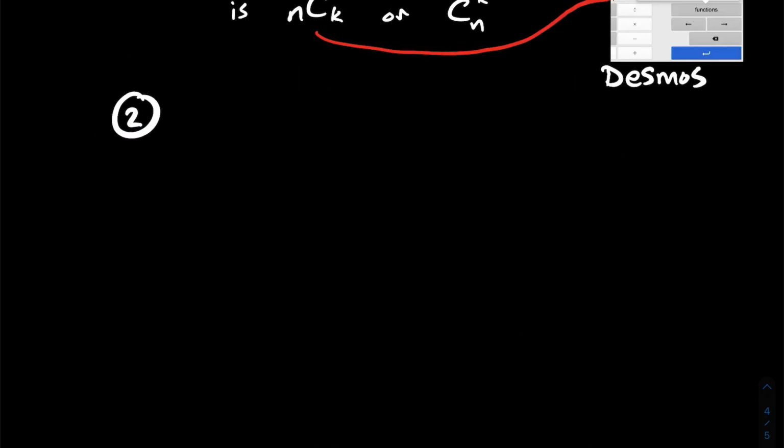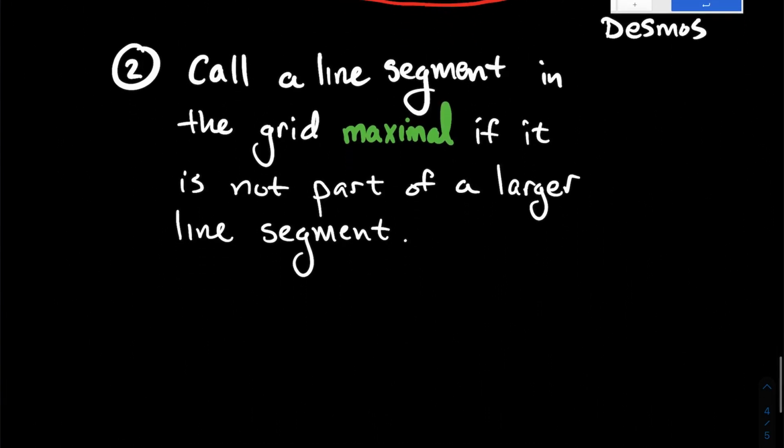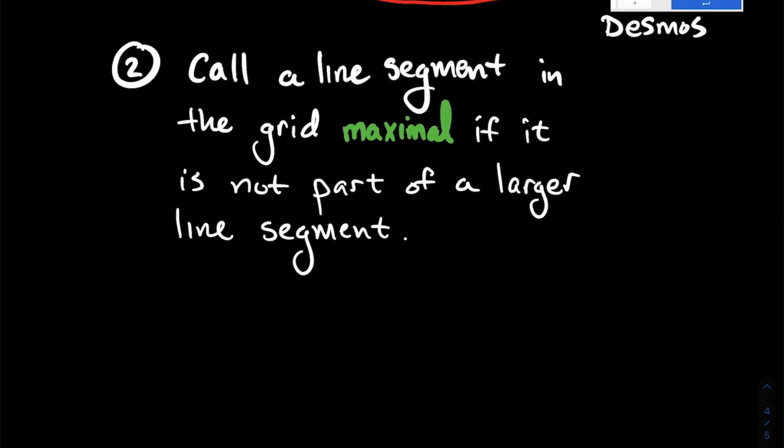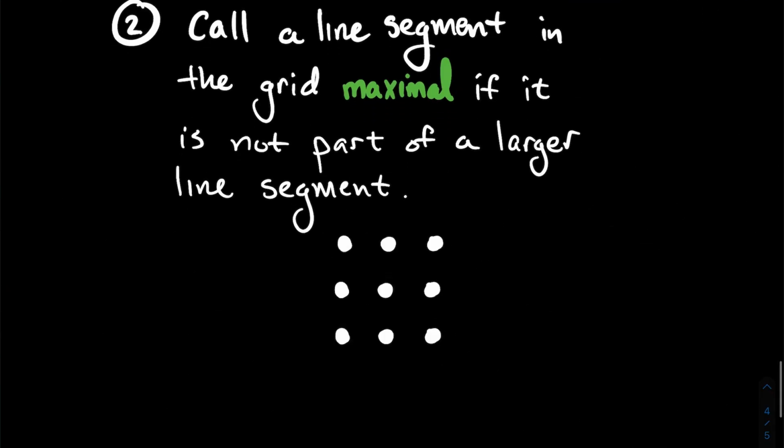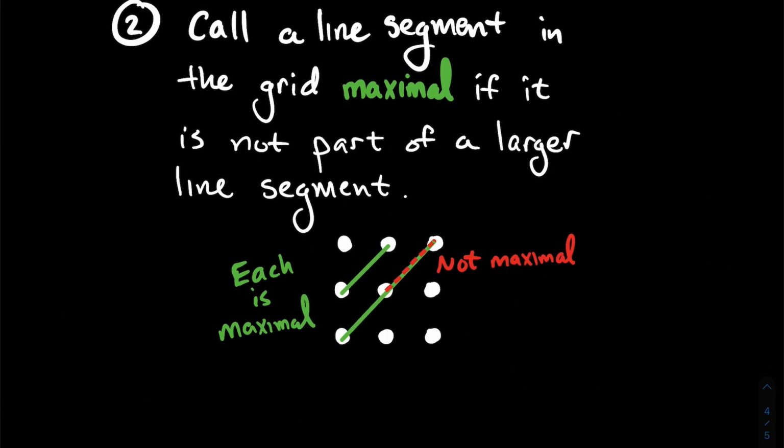All right, the next tool that we need is just a definition. We're going to say that a line segment in the grid is maximal if it's not part of a larger line segment. Here's what I mean by that. Here's my grid. These 2 line segments are both maximal because neither of those green lines is part of a larger line. On the other hand, this dotted red line is not maximal because it's part of that green line.